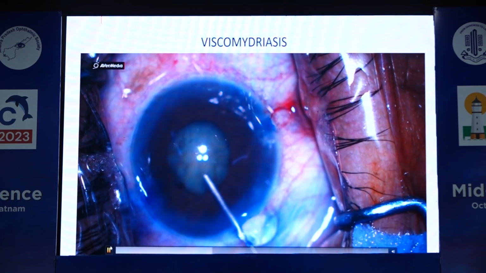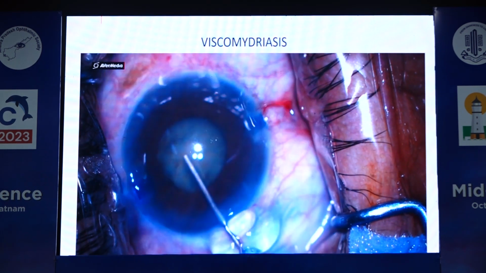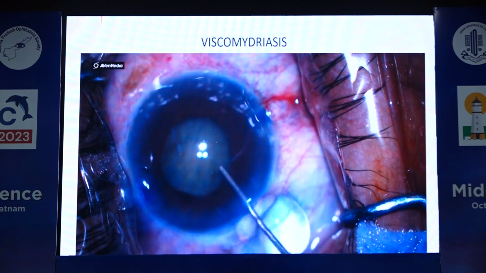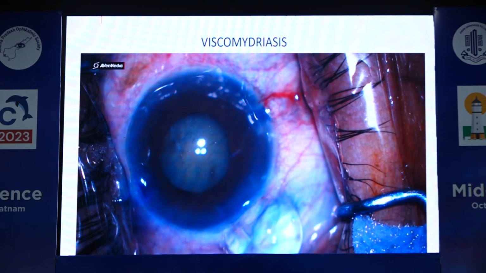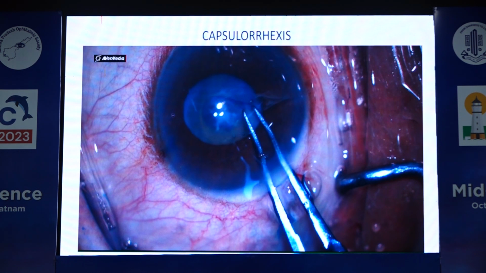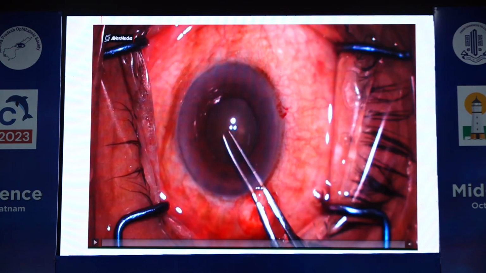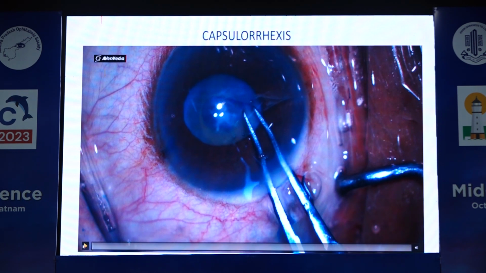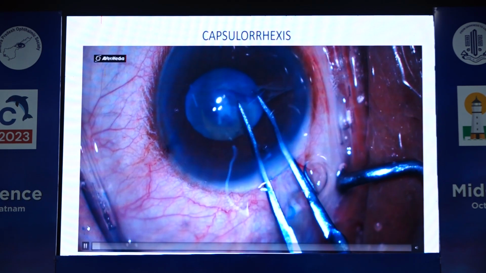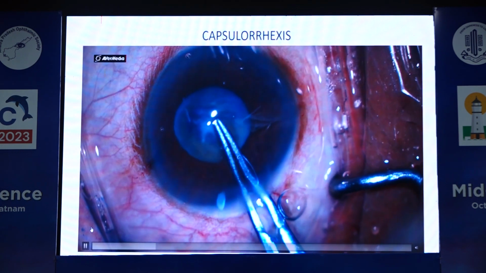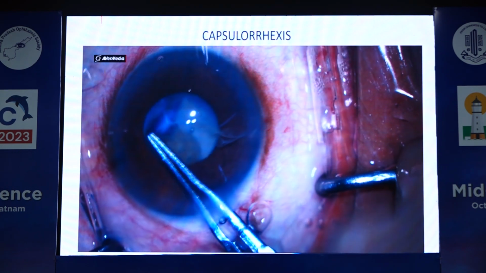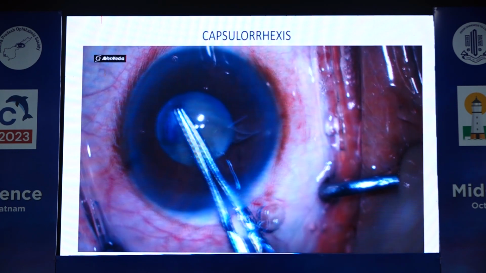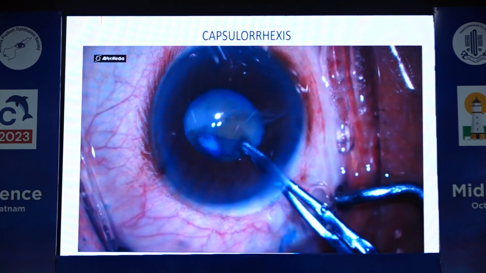Viscomydriasis. Always use a viscoelastic agent like Healon 5 because it will give you an additional 1 to 2 mm of dilatation. And you can also use a viscodispersive like Visco to coat the endothelium using the soft shell technique. Next, capsulorhexis. Always use trypan blue to stain the capsule, especially if you're a beginner, because there is already a decrease in the red glow, and it will help you in the completion of the rhexis and the visualization.